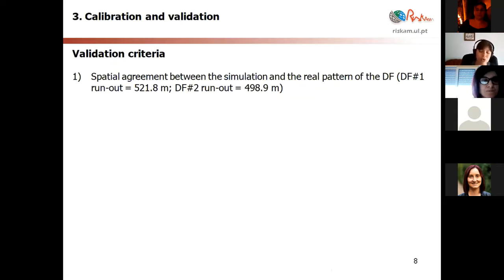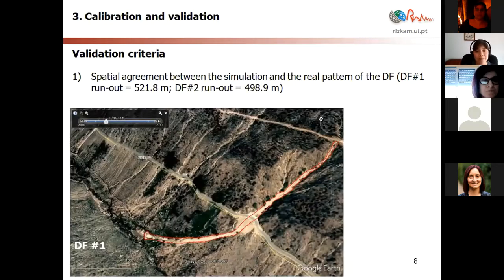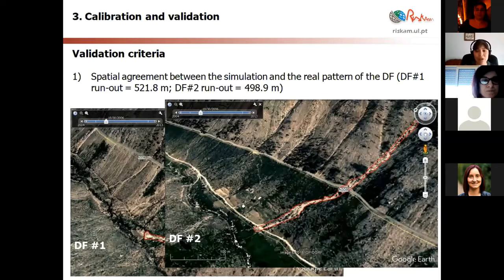Also, due to the lack of information for validation purposes, we decided that the outputs from the modeling could be considered valid if they positively answered all the following criteria. The first criterion was the spatial agreement between the simulation and the real pattern of the debris flows. Here we have the two debris flows that were the subject of back analysis.